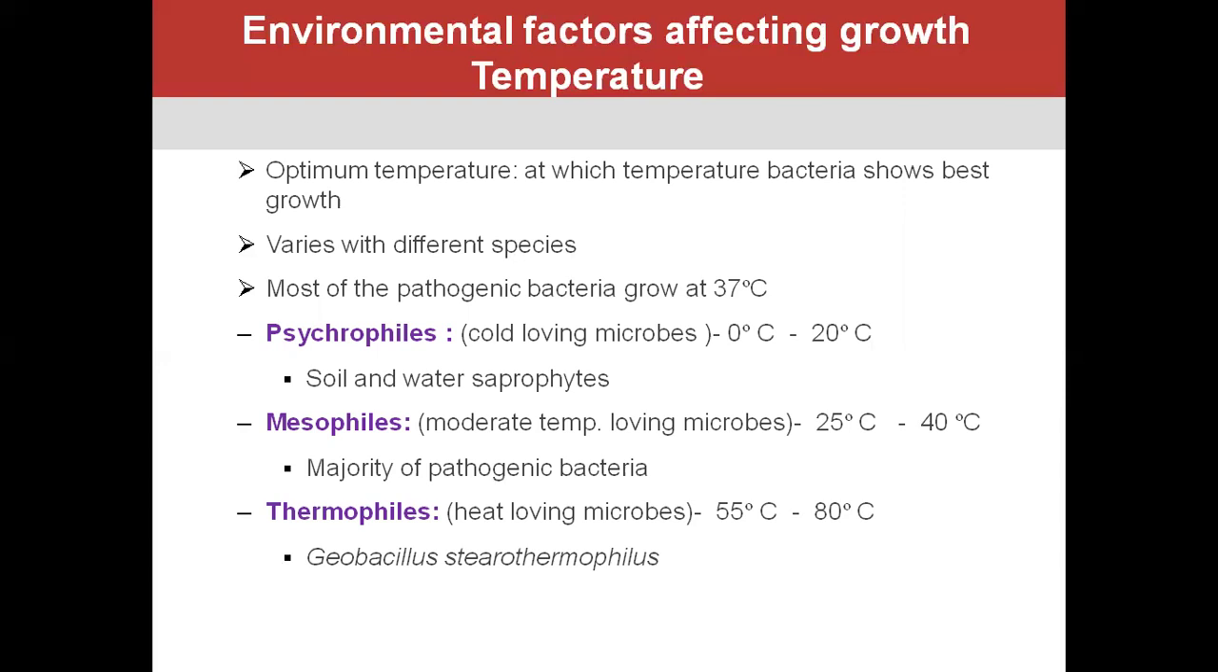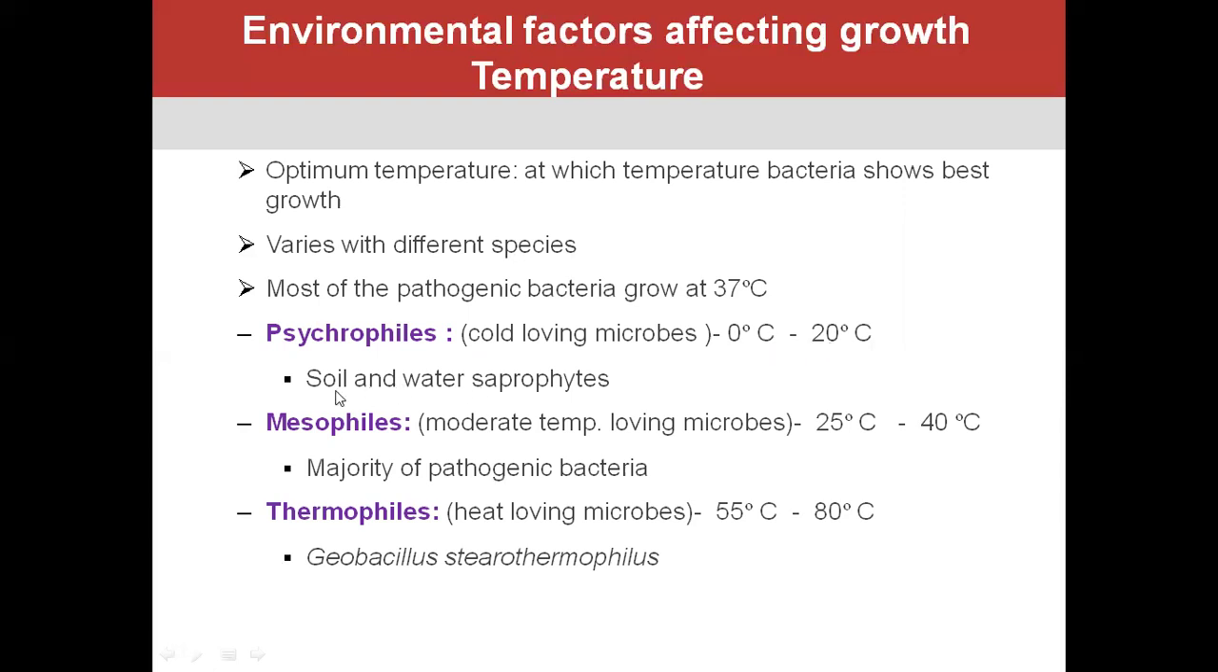Based upon the temperature requirement, the bacteria are mainly classified into three types. The first one is psychrophiles or cryophiles. They are cold loving microbes. Psychrophiles means cold loving microbes. Philic means loving, psychro means cold. They grow in a temperature range of 0 to 20 degrees centigrade.